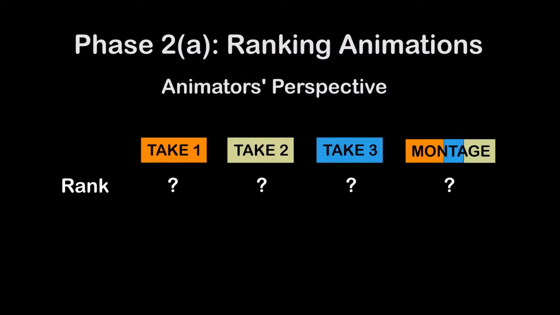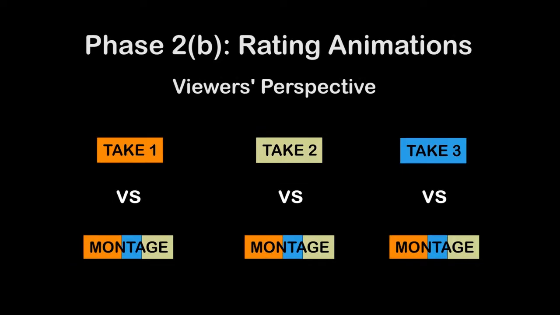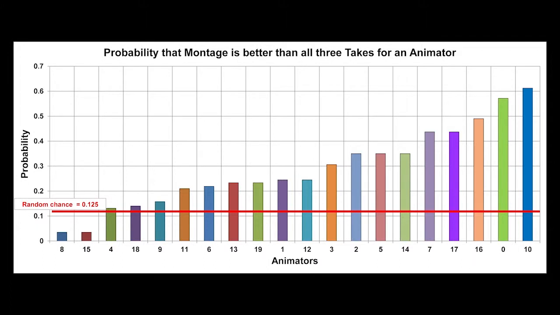In the second phase, 1 week later, we invited back the 20 animators. The animators ranked the takes and the montage from 1 to 4 after viewing them in a random order. The montages got significantly better ranked than the initial takes. We also asked 42 other viewers to do a binary comparison of the montage versus the individual takes of each animator. The montage is preferred significantly over all the 3 original takes for almost all the animators.